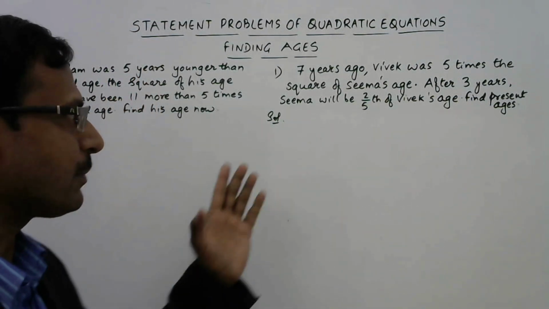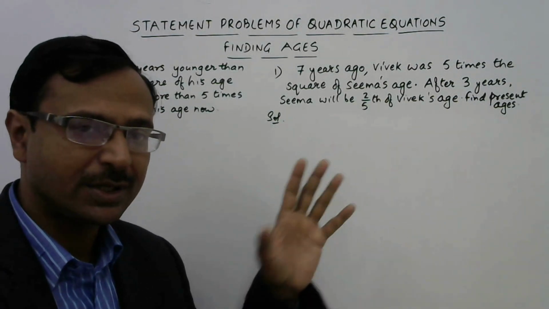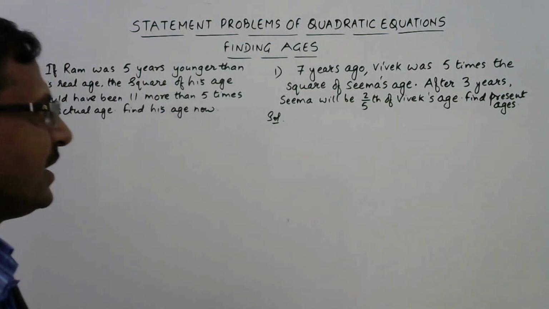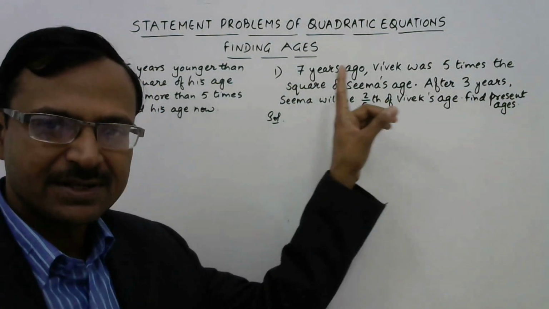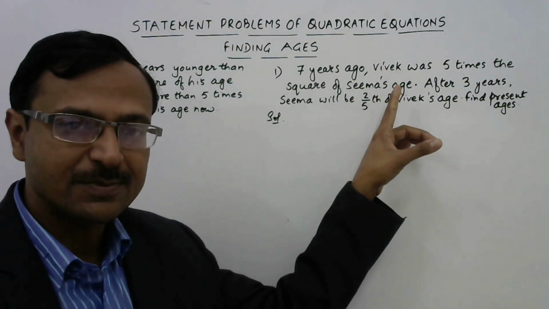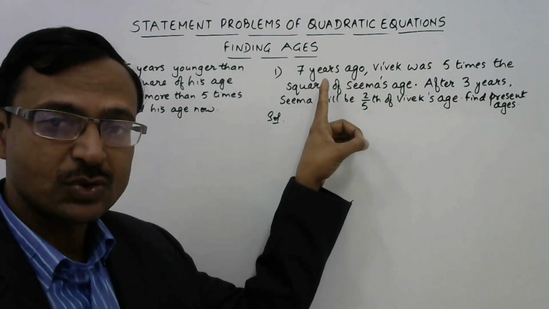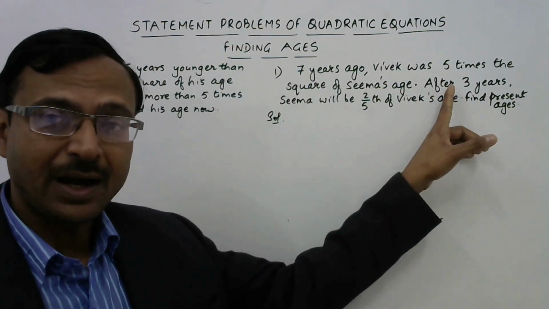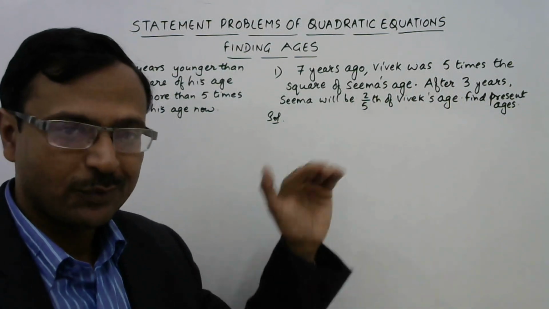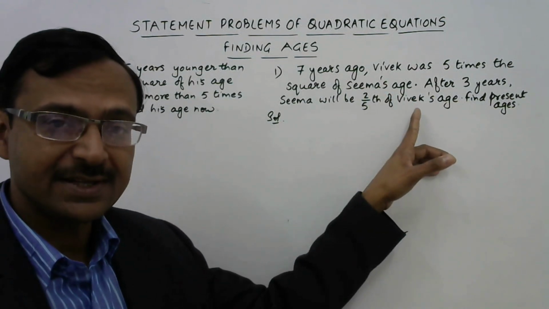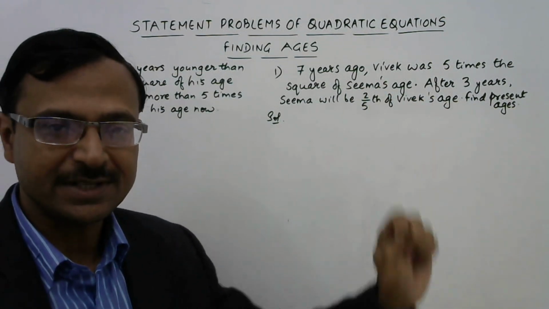So the first question which I am going to take up is a very common question given in all books, and you need to be well aware of this question. 7 years ago, a person Vivek was 5 times the square of Seema's age. So the condition is given based on the ages 7 years ago. And what about the second condition? After 3 years, so from now, after 3 years, Seema will be 2/5 of Vivek's age. So we need to find the present ages.